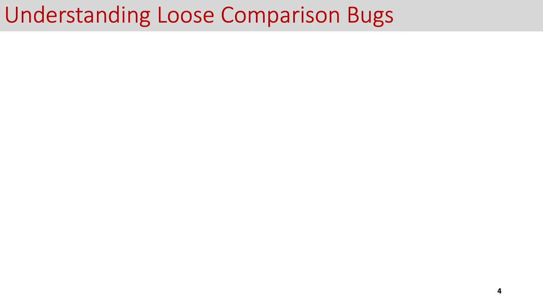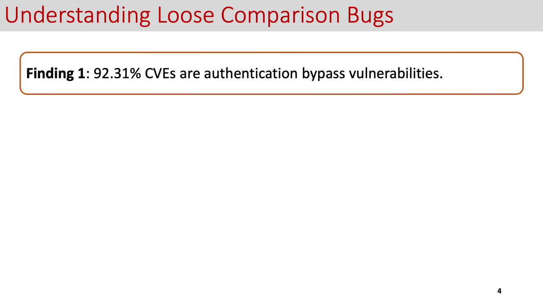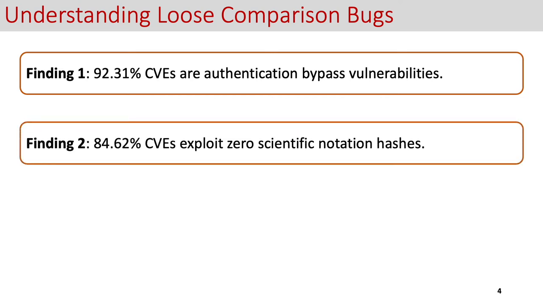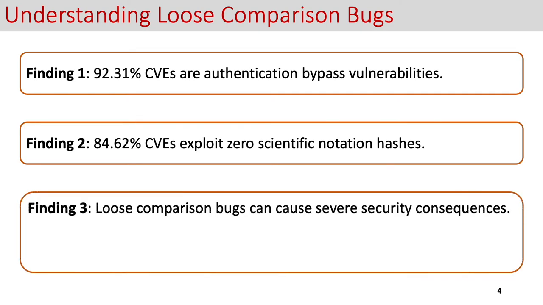To better understand loose comparison bugs, we conducted an empirical study of existing loose comparison bugs in the CVE database. We find that over 19% of the CVEs are authentication bypass vulnerabilities. Besides, over 18% of the CVEs are exploiting the magic hash strings in the format of the zero scientific notation strings. We also find that loose comparison bugs can cause security consequences.